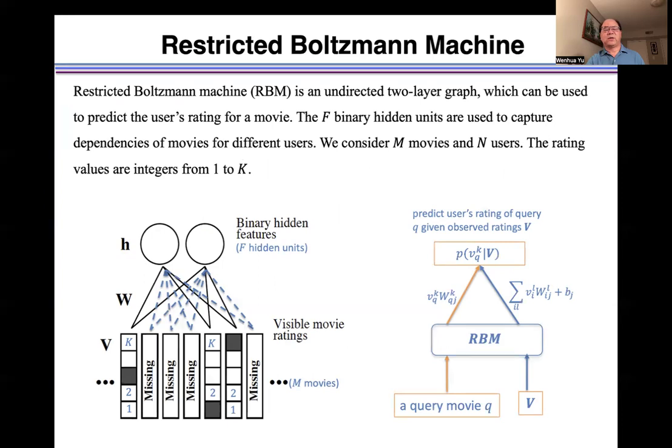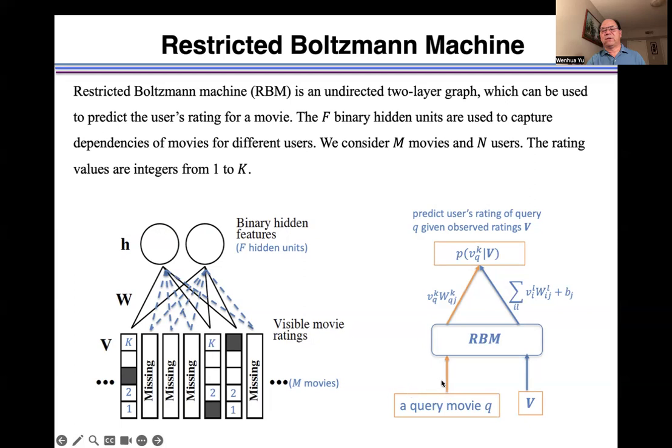The binary hidden units are used to capture dependencies of movies for different users. Here, we consider M movies and N users. The rating values are integers from 1 to K.